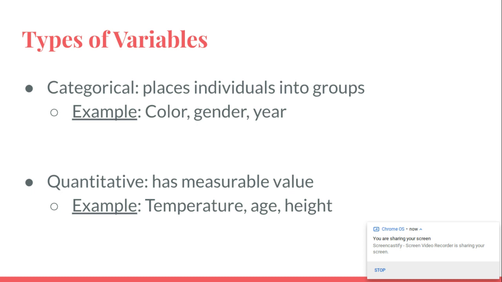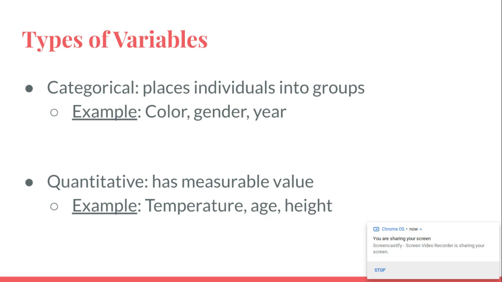We start off Chapter 1 by exploring the two different types of variables that you will encounter during data analysis. The first type is a categorical variable. These are variables that are placed into individual groups, so they can only be depicted on bar graphs and pie graphs. Some examples of these are color, gender, and year.